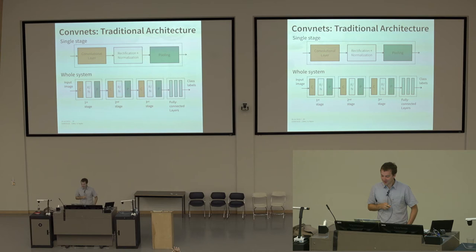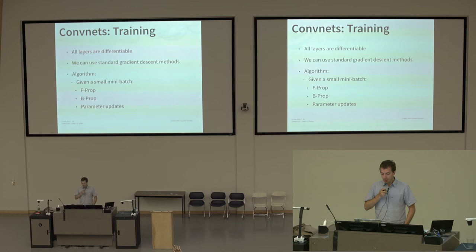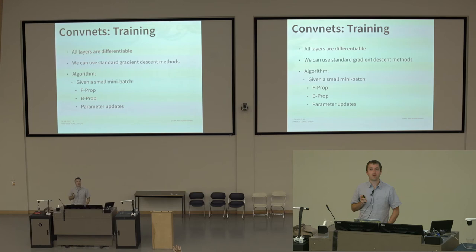All right, so training convnets. All the layers are differentiable, and that's good. So we can just use standard gradient descent methods. The standard procedure for training a convnet is very similar to the feed-forward nets. You have a mini batch of data, you do a forward prop, you do a backward prop to compute your gradients, and then you do parameter updates by gradient descent.